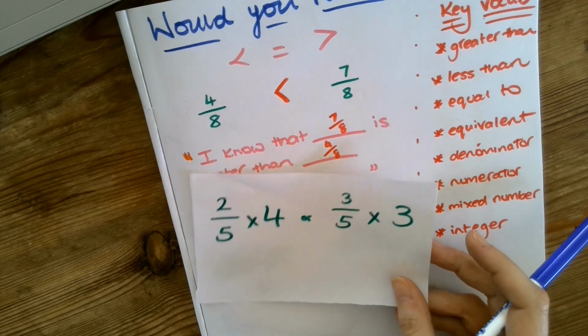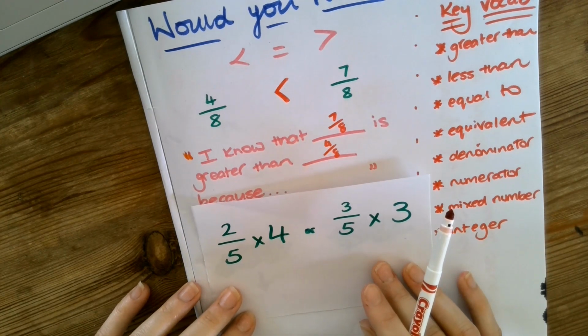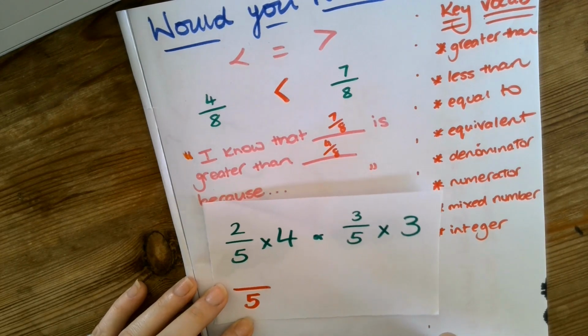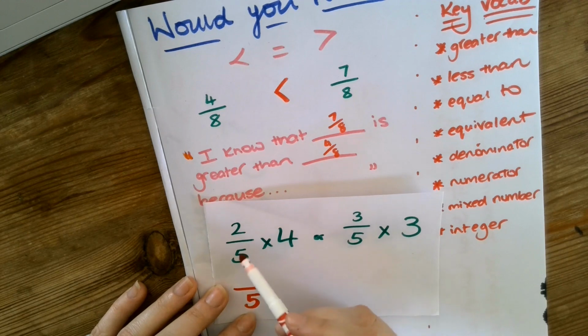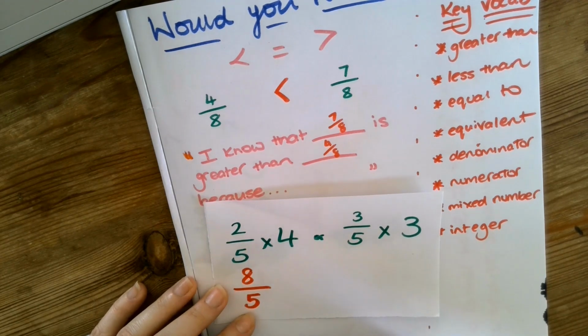Okay, so let's do the first one together. If you want to do this with me at home, please do. You can pause the video, or you can do this with me, or you can try and race me. Okay, so let's start with 2/5 times 4. 2/5 times 4, so I'm going to keep my denominator the same, and I'm going to times my numerator by my integer, 2 times 4 is 8. So 2/5 times 4 is 8/5.